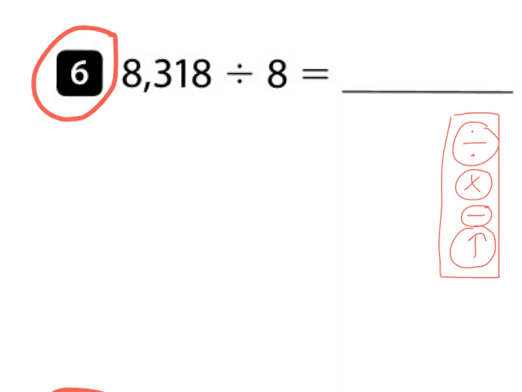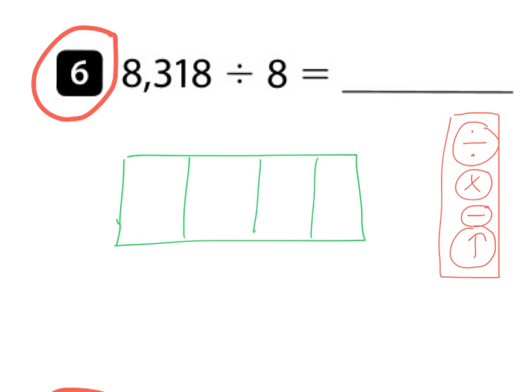Alright, number 6. Our dividend has 4 numbers, so we will have 4 boxes. Put this number in the top right in each corner. Our divisor is 8, so we are going to divide, multiply, subtract, bring up. So 8 goes into 8 one time. 1 times 8 is 8. 8 minus 8 is 0.